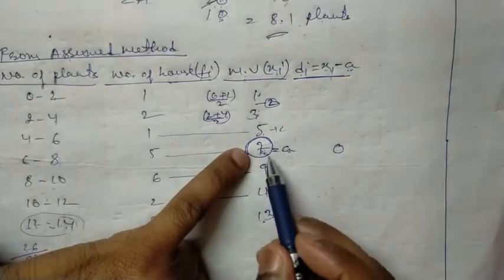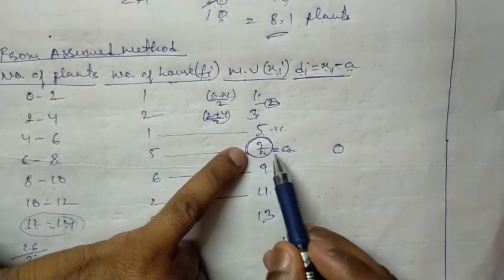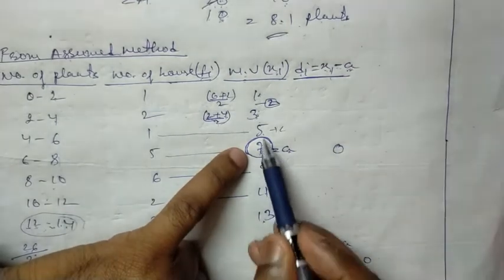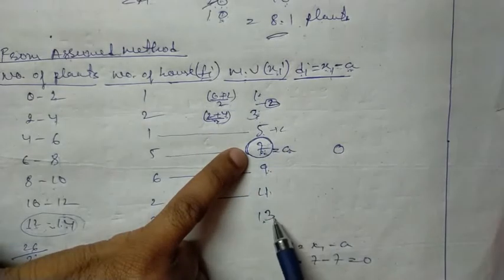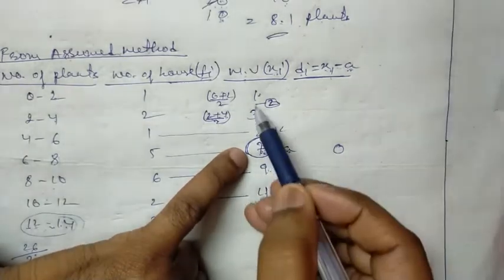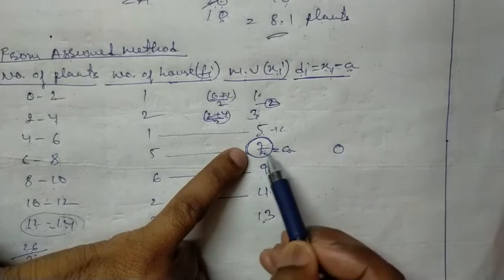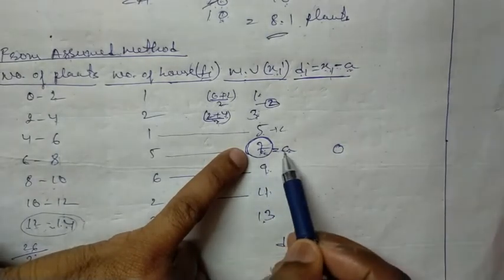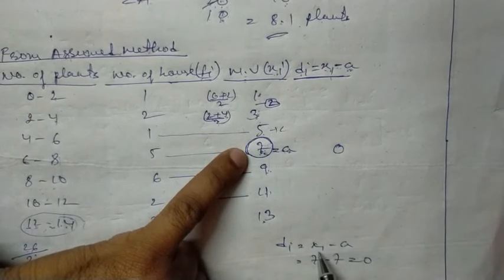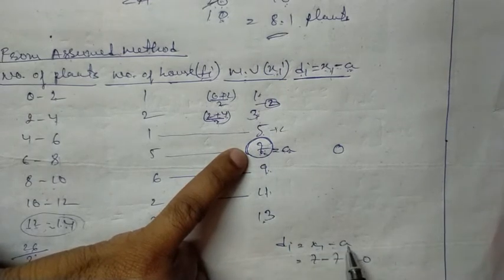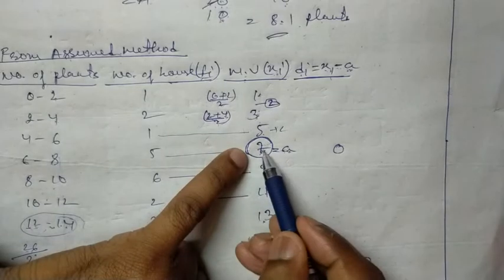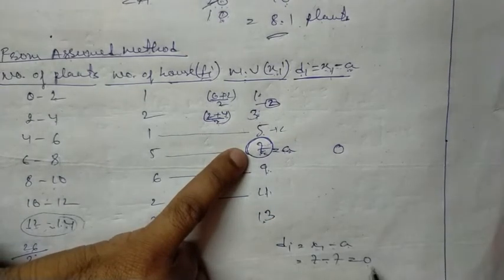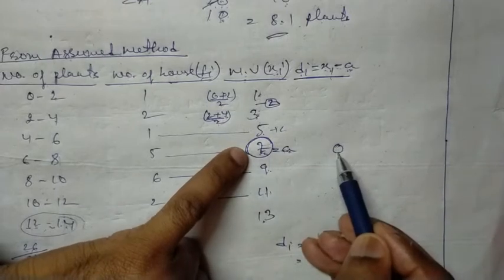But again, we have to find the value of di equal to xi minus a. This is the mid value, we call it xi, and the particular number a I have taken as 7 as the assumed mean. So what we have to do is xi minus a. Xi is 7 and the assumed mean is also 7, so 7 minus 7 is 0. So I have written 0 here. Again, what we have to do?